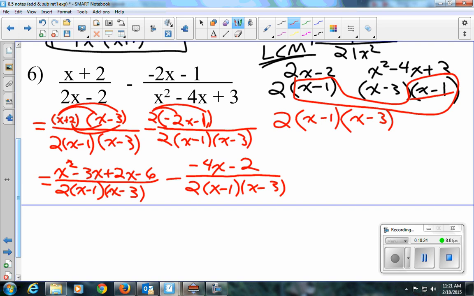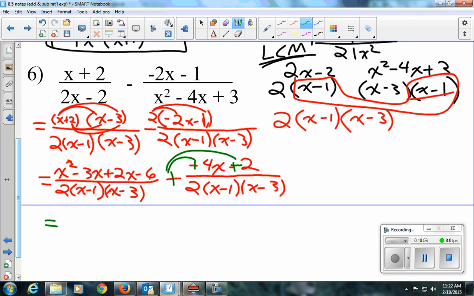Now here's what I would do, and this is not a requirement, but it just makes it less likely you'll make a sign error. If this is minus this whole thing, that means that negative has to be distributed to every term in there. So what I'm going to do, negative times negative is positive. Negative times negative is a positive. So now I can just add things up, and I don't have to worry about keeping track of signs. So distribute that negative before you start combining these.